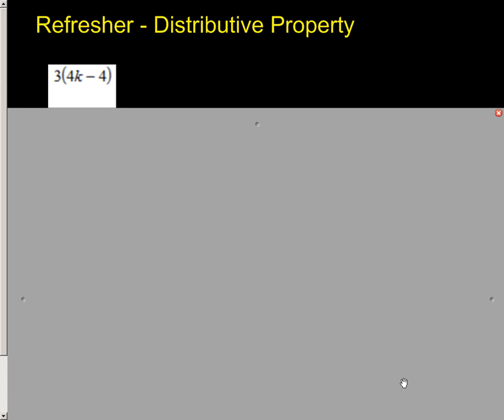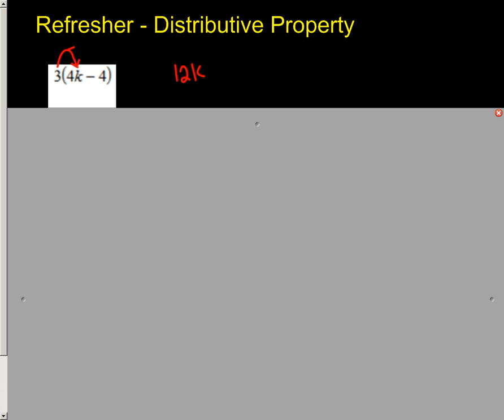Not every math teacher shows the distributive property this way, but it's what's worked for me, and it usually simplifies problems, so I keep on doing it. I look at the sign in front of each number and term. This is a positive 3 times a positive 4k, so I would write out positive 12k.